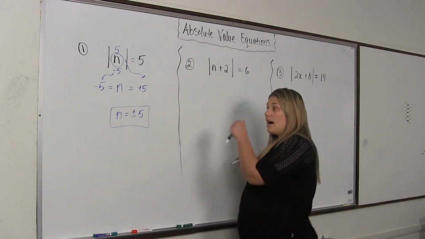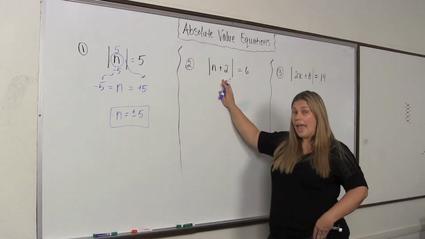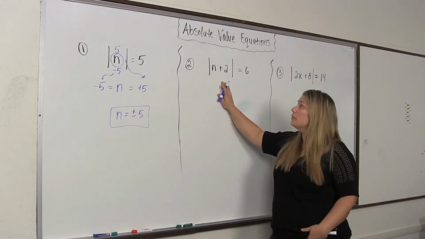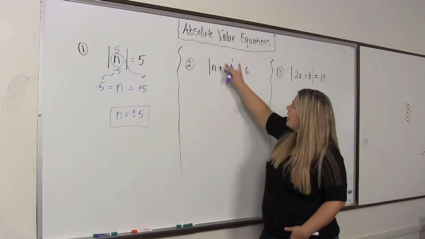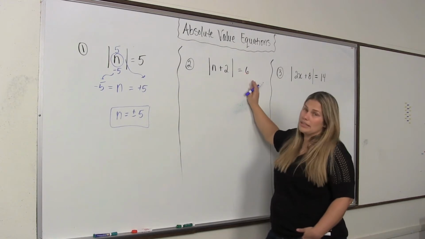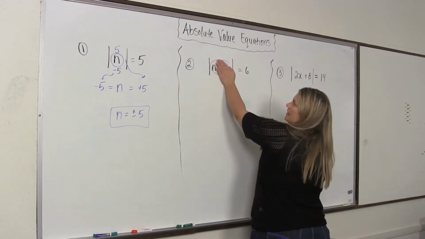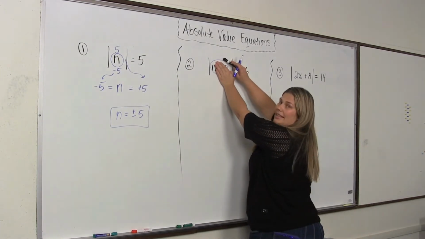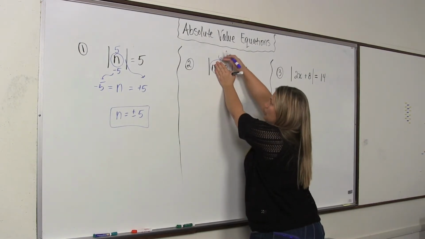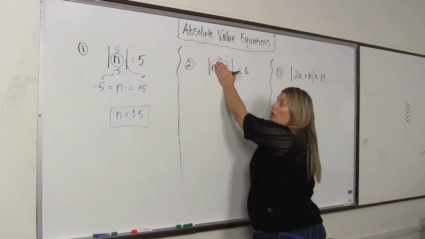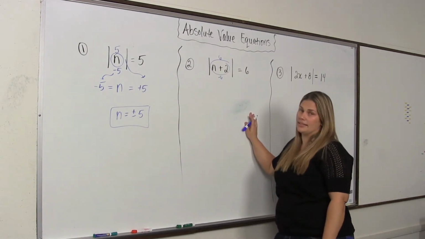Well, that same concept goes to these equations, except now I don't just have an n inside the absolute value bars, I have n plus 2. It's still the same concept of absolute value. If I'm saying the absolute value is equal to 6, then everything inside of here, if I covered this up, I'm just saying what can be inside these absolute value bars and get 6 for an answer? Well, I can take the absolute value of 6 and get 6, or I can take the absolute value of negative 6 and I can still get 6.